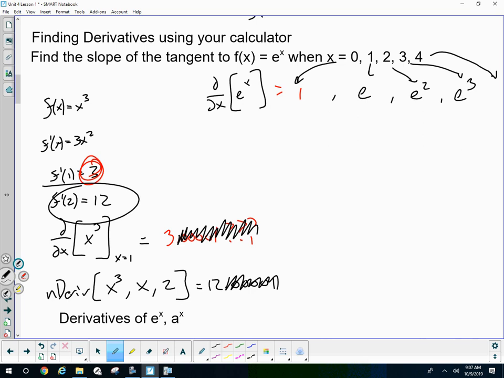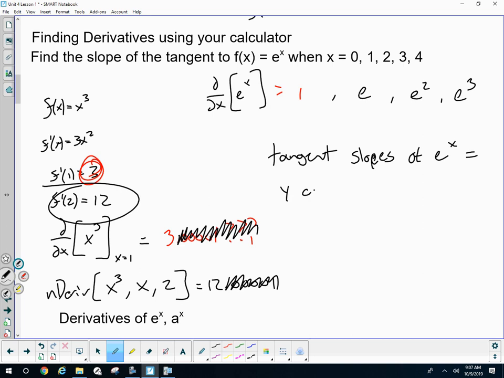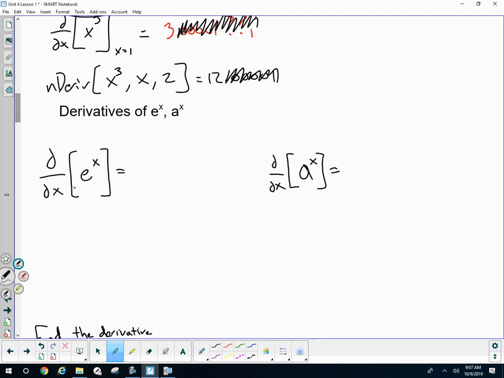Oh. So e to the x is a fascinating function. It's the only function where this occurs. The tangent slopes of e to the x are the same as the y coordinates of e to the x. Which means the tangent slope generator of e to the x is itself.